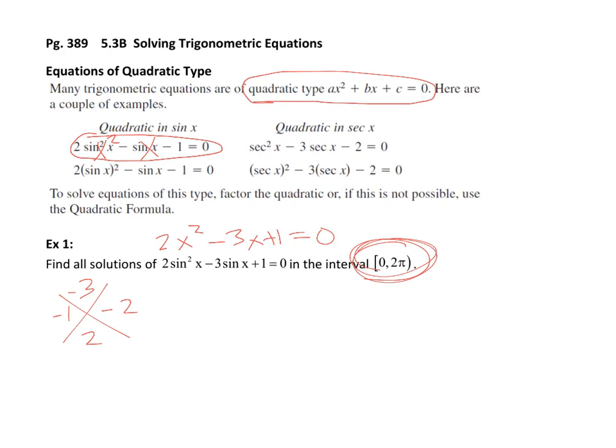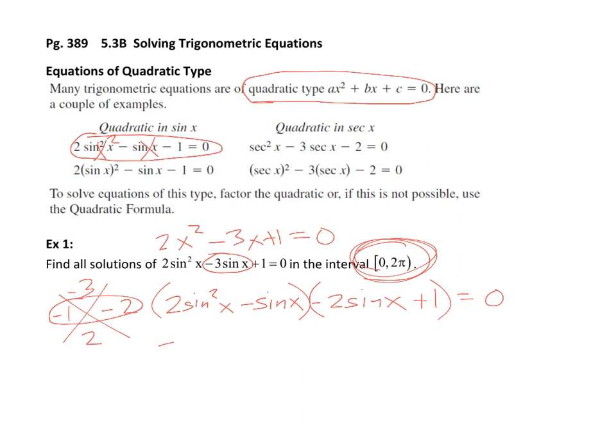So I take the first term as is. The second term I break up using these two values. So I have negative sine x minus 2 sine x plus 1 equals 0. I'm going to group the first two, group the last two. Out of the first group, I could pull out a sine of x, leaving me with 2 sine of x minus 1. Out of the second group, I could pull out a -1, leaving me with 2 sine of x minus 1.